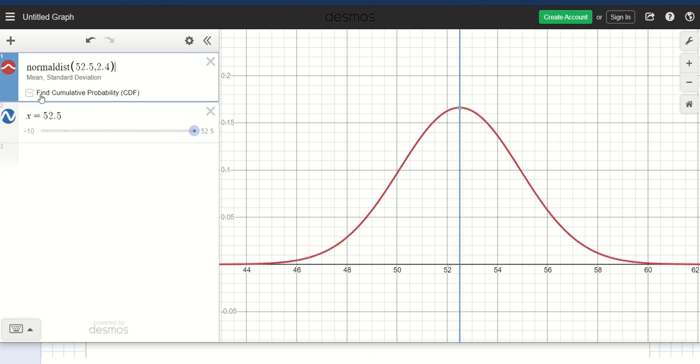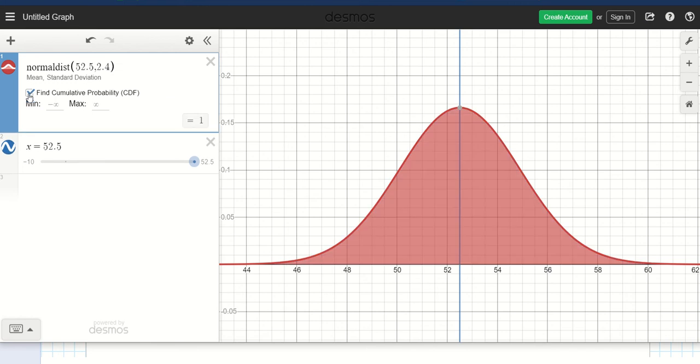If you look here, it says find cumulative probability. So that's the percentage. Remember, probability is measured in percent. So that's the area under the curve. You click on this, you check the box, and now it shows the whole area shaded, which corresponds to 1 or 100%. Right now it goes from negative infinity to positive infinity.